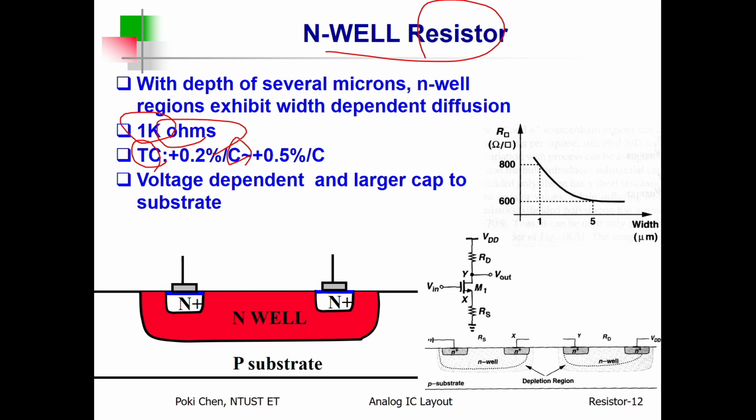Not only that, but the resistance of N-well also depends on voltage very much. It means what? If you change the terminal voltage, then you will also change the effective resistance of such an N-well. Wow, it's really troublesome. So that is the highest resistor, but you need to use it with much attention. Okay?